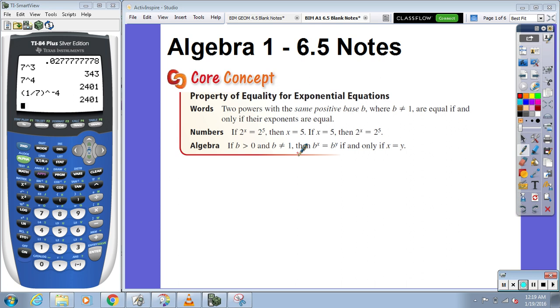Okay, this is the Algebra 1 6.5 notes that goes with the Big Ideas textbook. So the main concept here is the property of equality for exponential functions.